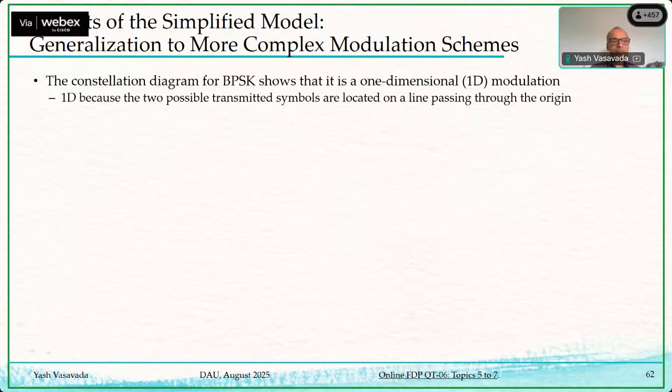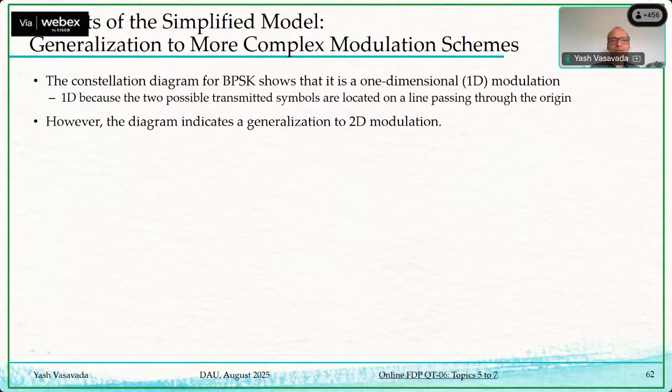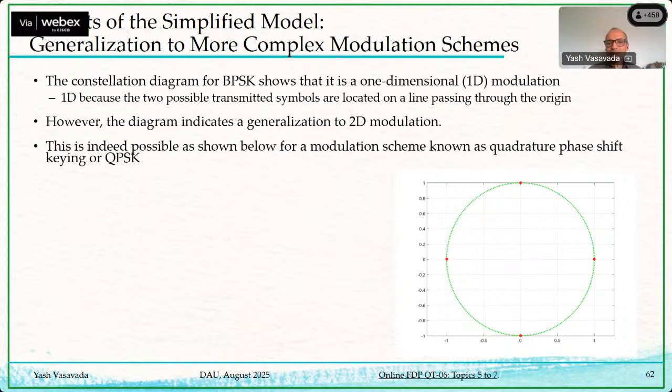We'll now generalize this BPSK modulation, which is a one-dimensional modulation because the two possible transmitted symbols are located on this one line, to a 2D modulation. Basically, if you recall, we had used this generic symbol SI plus J times SQ. BPSK just uses SI. SQ is always 0. So the next modulation, called QPSK modulation, actually uses both SI and SQ.